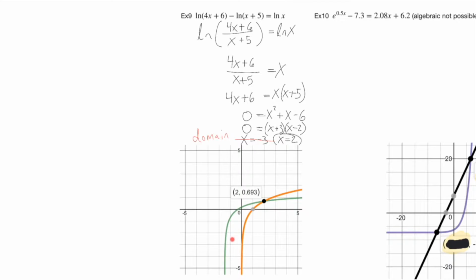Notice here, if you plot the two, like I plotted the left-hand side and I plotted the right-hand side. This orange is the right-hand side and green is the left-hand side. They only intersect one place, and that's at x equals 2. You have to eliminate x equals negative 3 because it does not work in the original. It algebraically does solve this equation, but it's not a solution when you check it. It's not in the domain. So 2 is the answer. It's the only answer. And when you plug 2 into either side of this equation, you get 0.693.